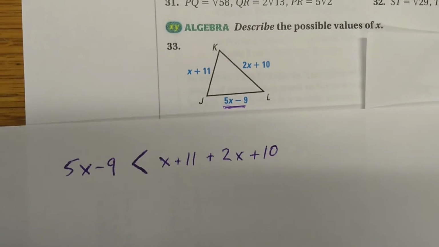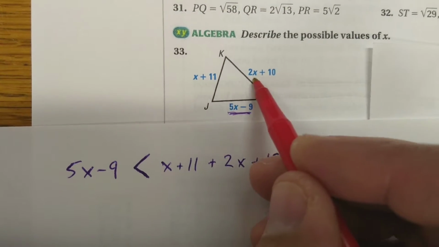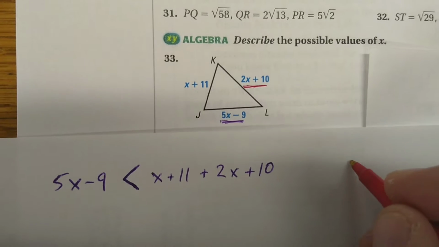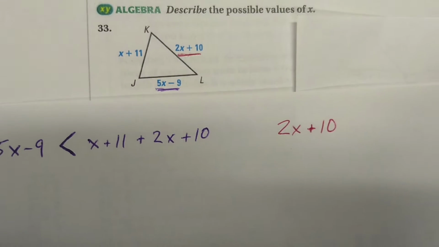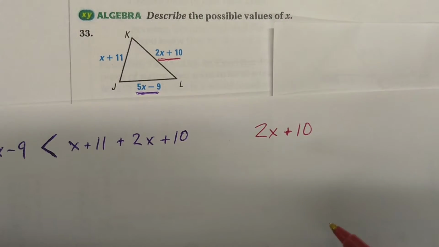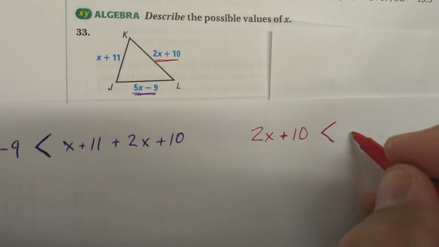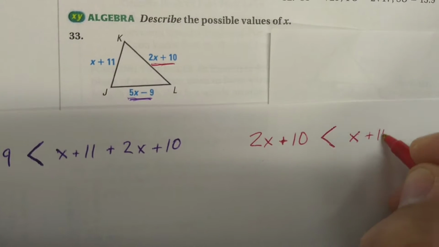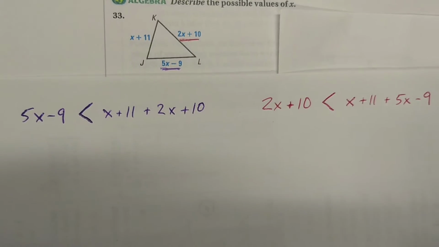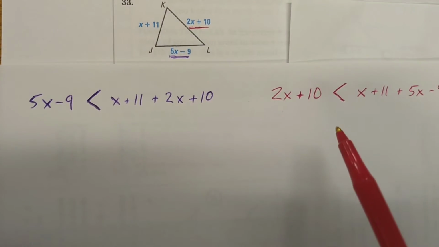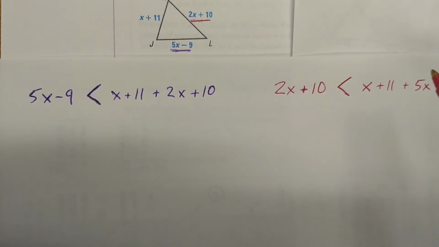Okay, that's one scenario. Now let's do another scenario. And again, it wouldn't matter if you pick this one or this one. I'm going to choose this one just because. Let's say that 2x plus 10 is our largest side. And again, I don't know if that's true or not, but I'm just assuming it is right now. If that's the largest side, the other two sides combined have to be larger than it: x plus 11 added to the 5x minus 9. When you have two scenarios laid out like this, and you work through the algebra, you're going to find out the lowest and the highest possible values of x.